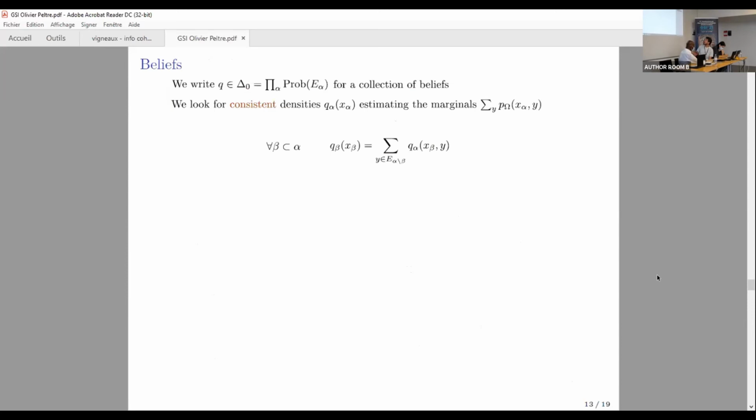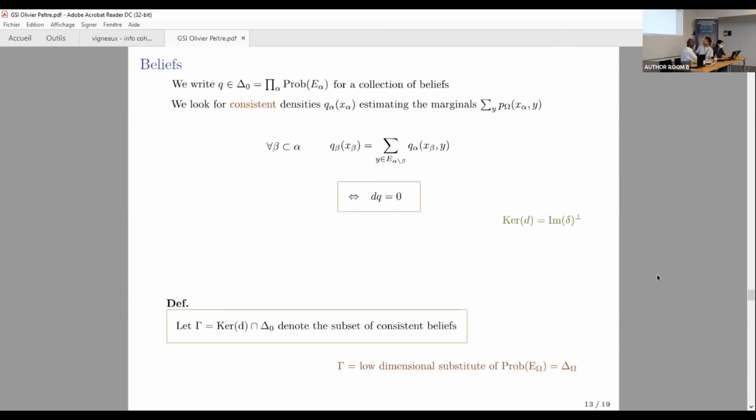you cannot compute. If you take the marginals of P omega, they will always be consistent and satisfy this consistency equation, telling you that Q beta is the marginal of Q alpha. But in general, when you're in this Cartesian product of local probabilities, you don't have this consistency equation. And it is very easy to see from the previous definitions that, if you take the minus sign here, it's precisely dq equals 0. So we get that consistent probabilities are zero cocycles.